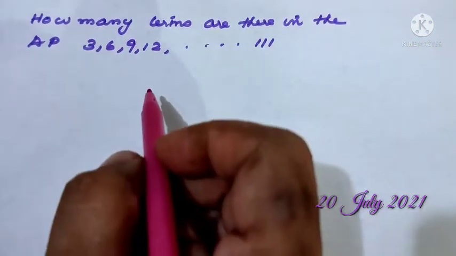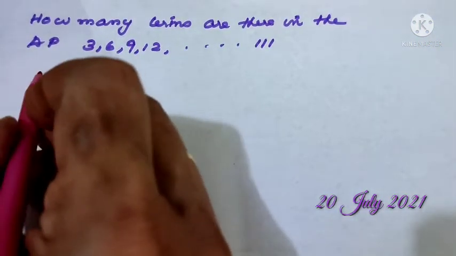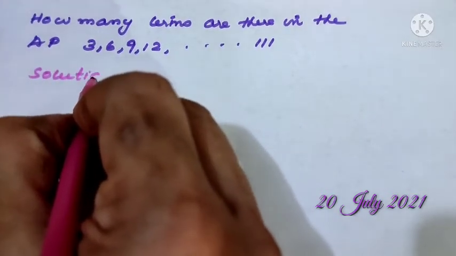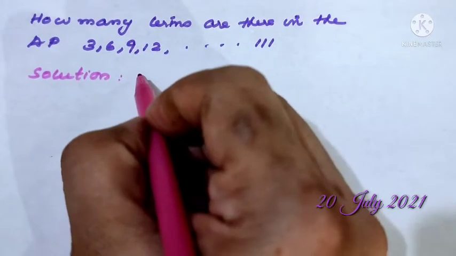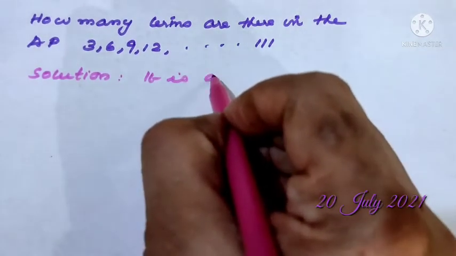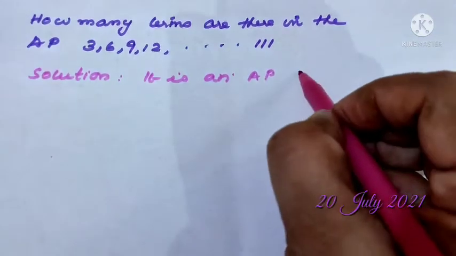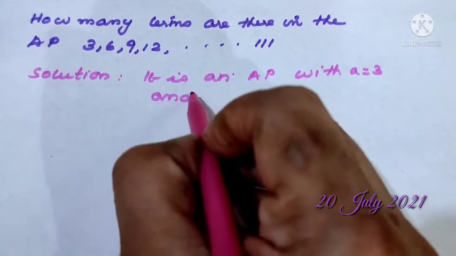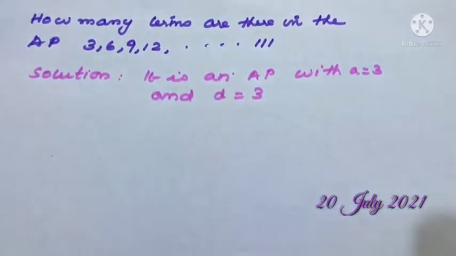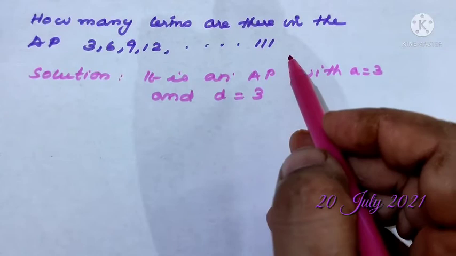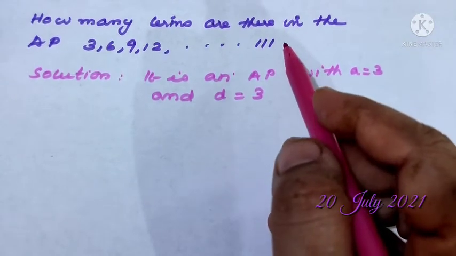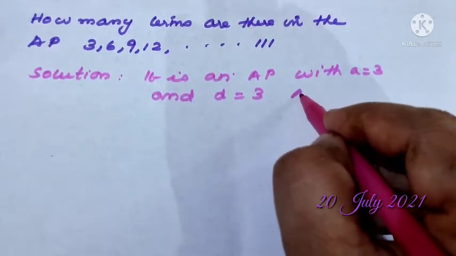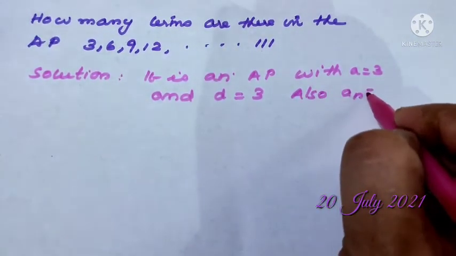How many terms are there in the AP? So it's already given that it's an AP. So we can start like this. It's an AP with A equal to 3 and D equal to 3. Now here, the last term, I told you sometimes that the nth term AN will be considered as the last term. So AN will be 111 only. So also AN equal to 111.